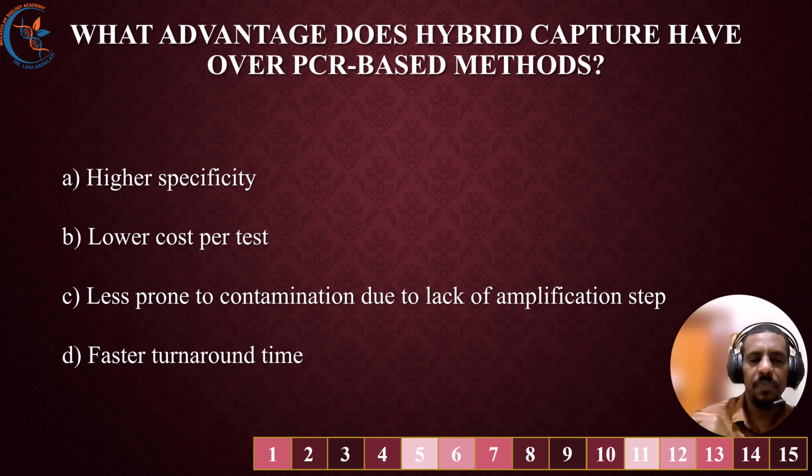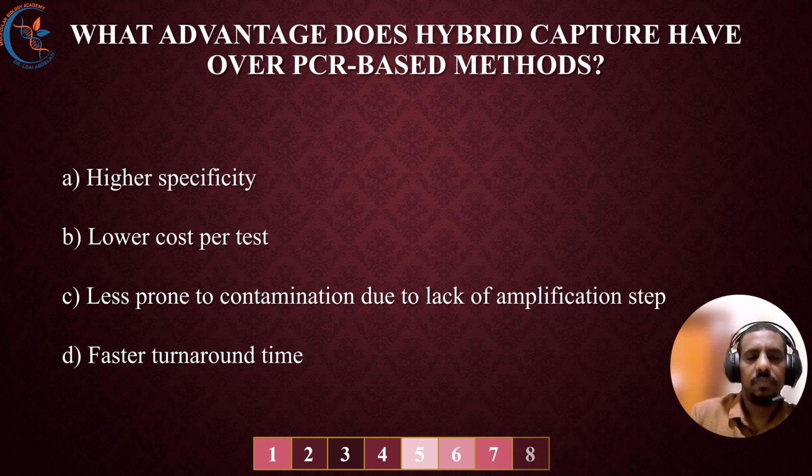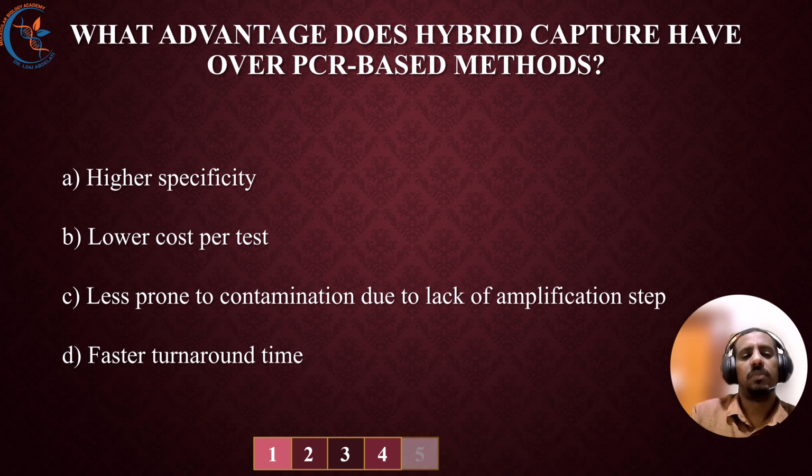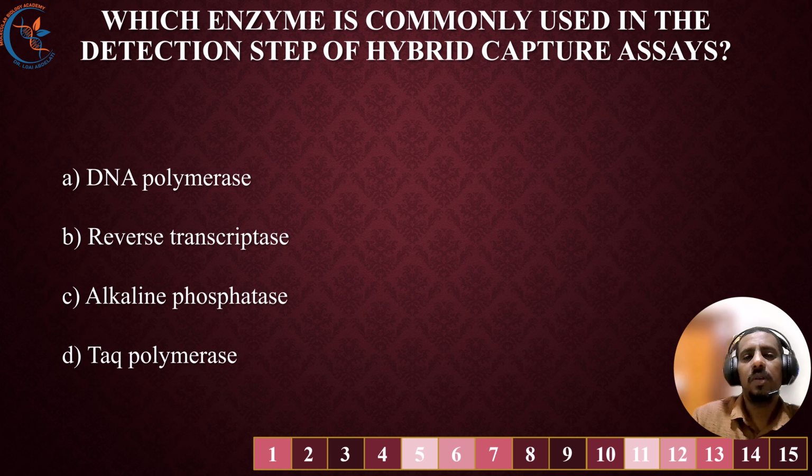Okay, the next question here. What advantage does hybrid capture have over PCR-based methods? The correct answer is less prone to contamination due to the lack of an amplification step. As we know, hybrid capture doesn't involve amplification of nucleic acids, so it reduces the risk of contamination compared to PCR-based methods.